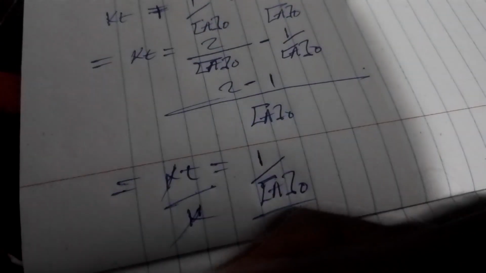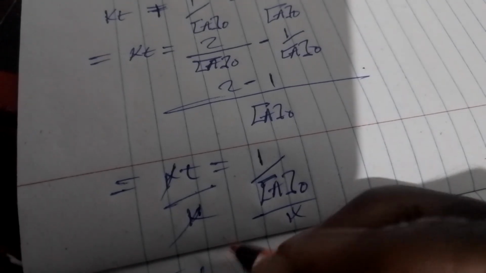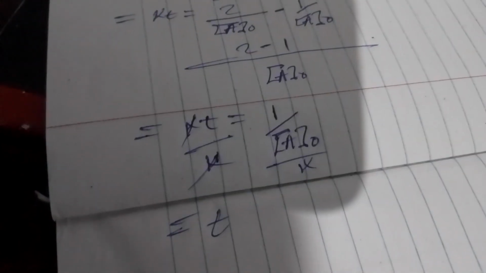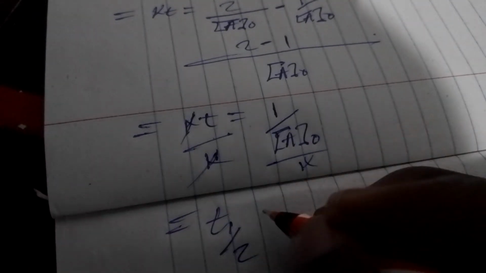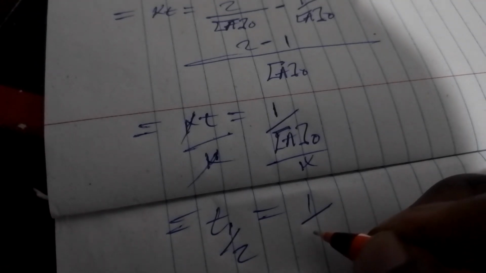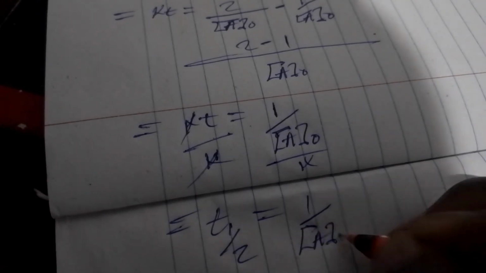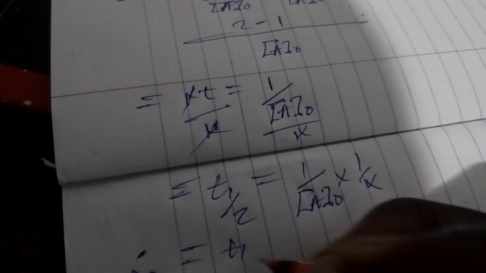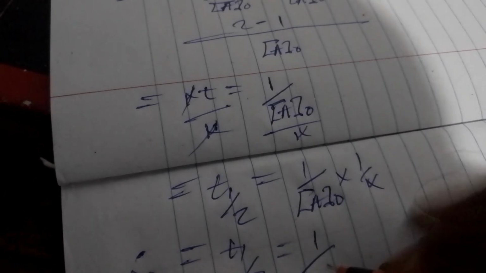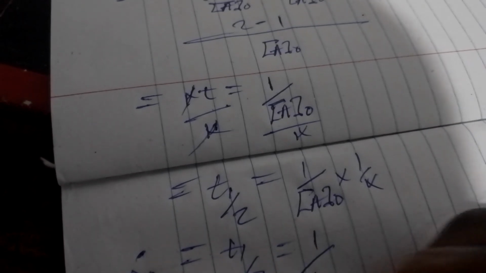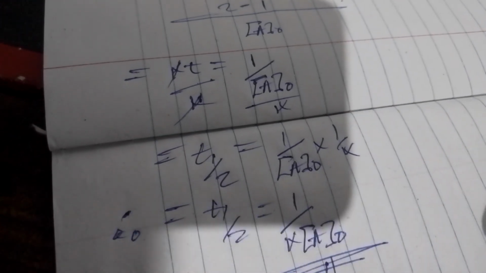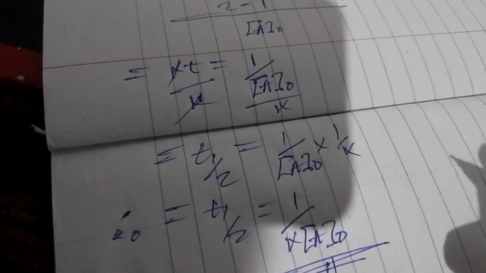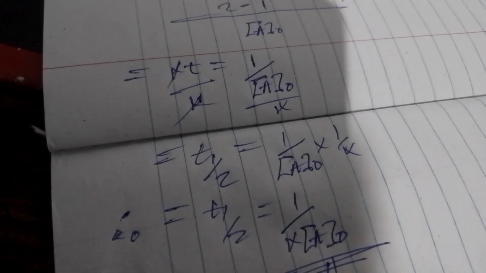So with this K gone, we're going to have the time taken for the concentration of the reactant to decrease by half, which is equal to 1 over the initial concentration times 1 over K. Therefore, the time taken is 1 over the rate constant times the initial concentration of the first reactant. So this is the formula of the second order reaction half-life. Okay?